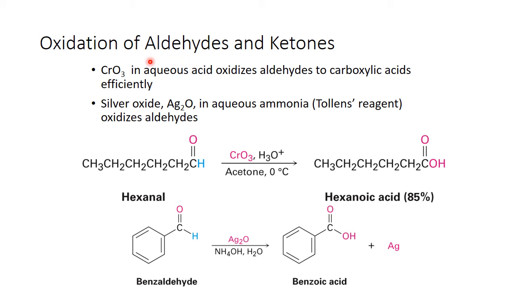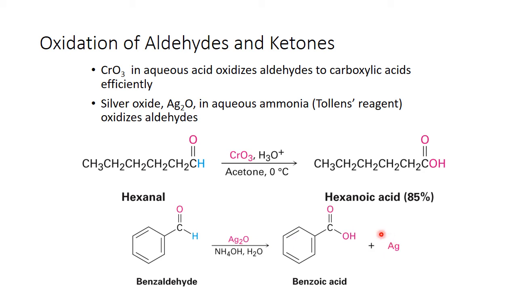To oxidize aldehydes, if you use chromium in aqueous acid, you're going to take the aldehyde to a carboxylic acid. Silver oxide in aqueous ammonia will also oxidize the aldehyde all the way to an acid. The reason this expensive oxidizing agent is sometimes used is that when silver oxide oxidizes the aldehyde, it is reduced, and it ends up making metallic silver.